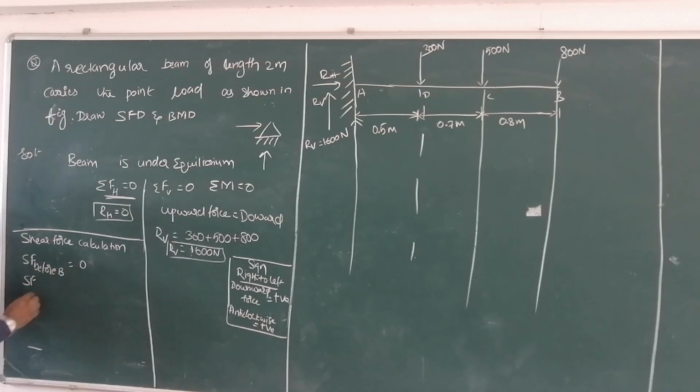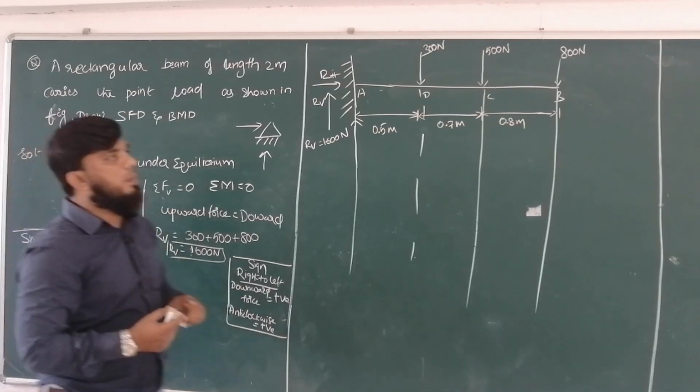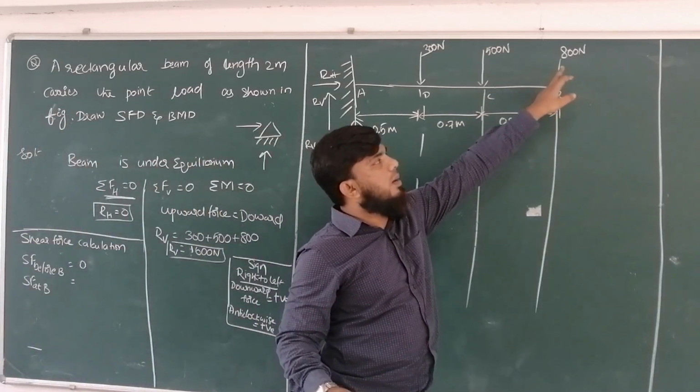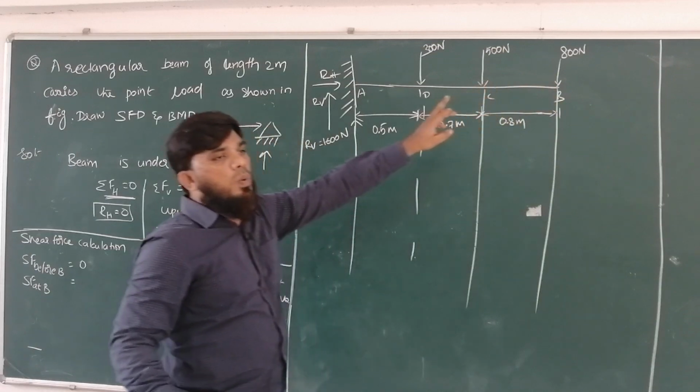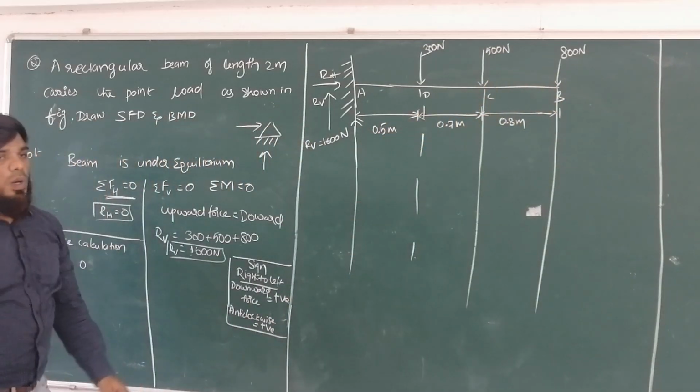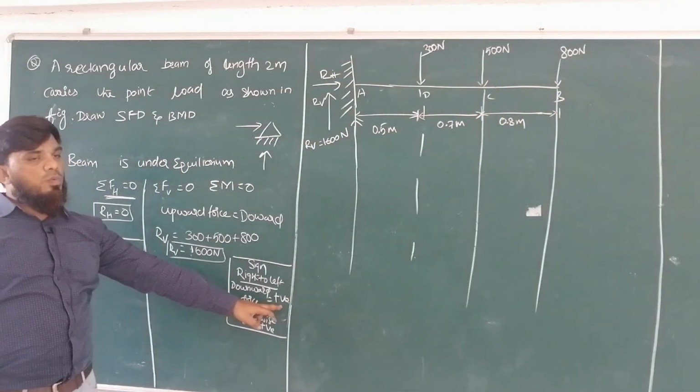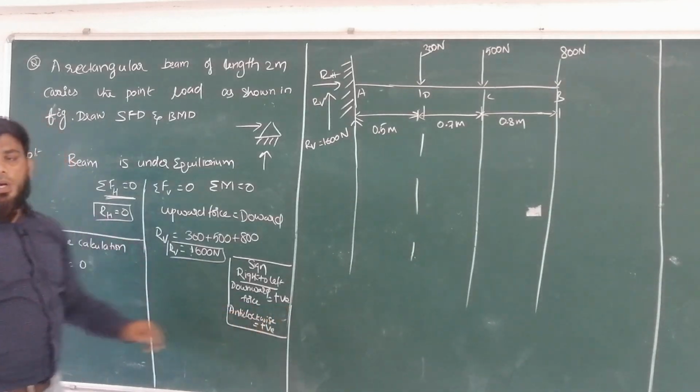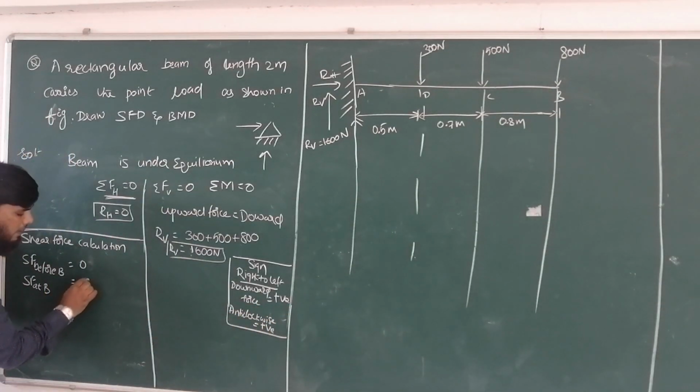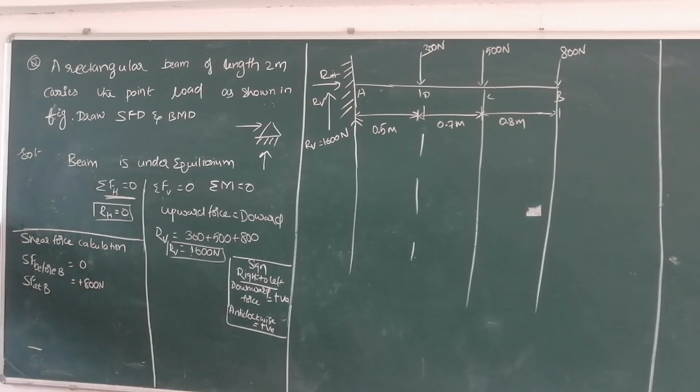Similarly, shear force at B, which is exactly at the point B. We have a point load of 800 here. The direction is downward. Obviously, the downward direction should be taken as positive. So I will take it as plus 800 Newton. Next is shear force at C; first you should always go for before C.